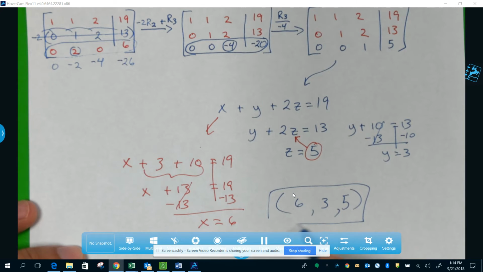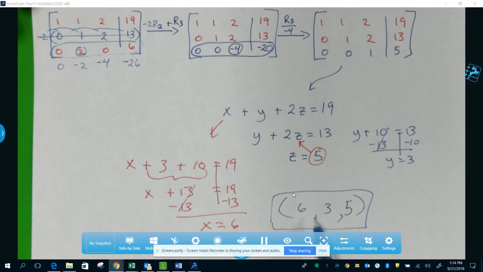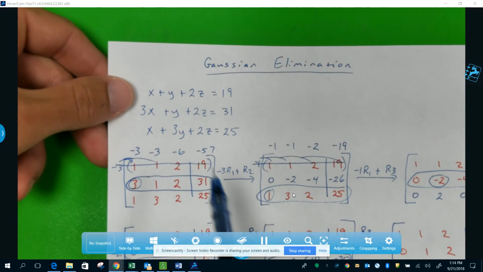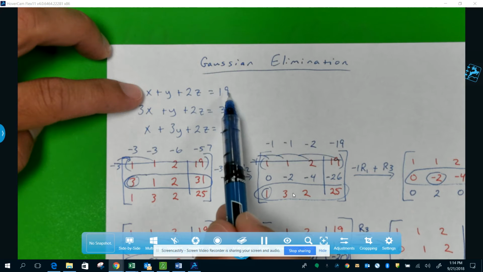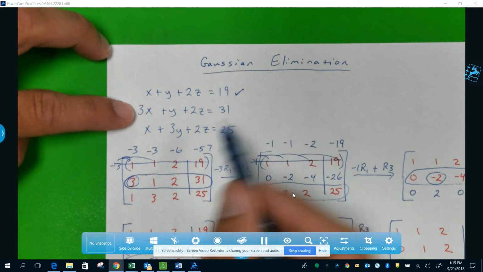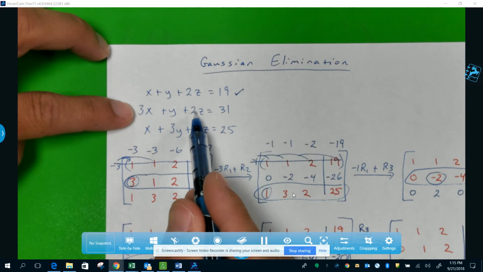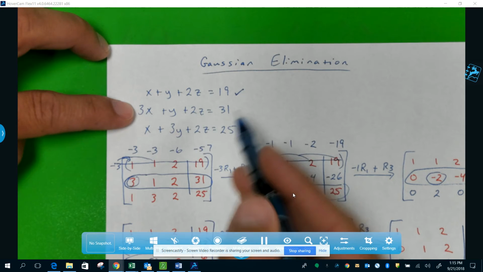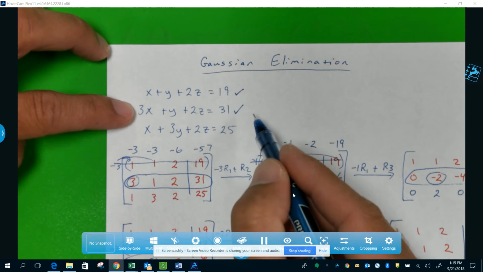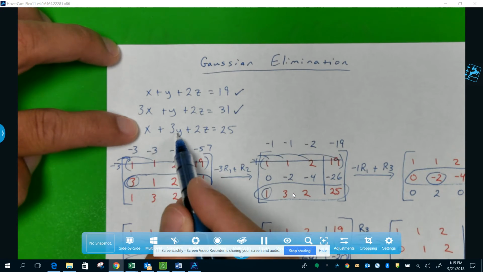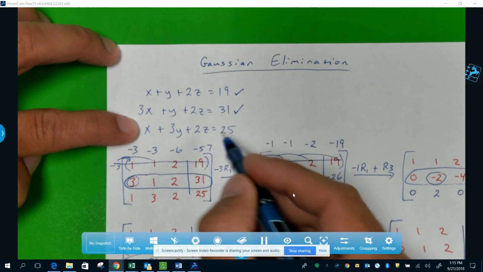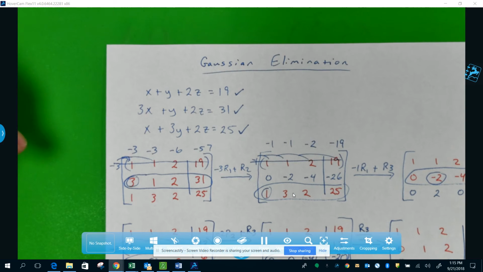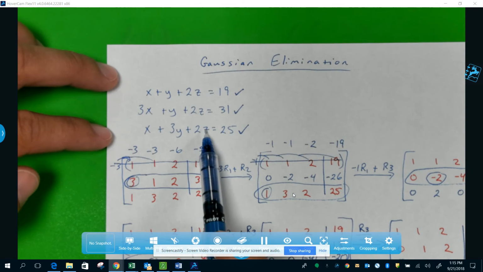Okay, and so I should be able to check that by plugging into my calculator 6, 3, and 5 for my x, y, and z. If I plug those back in, 6, 3, 5, into the first equation, make sure it equals 19, it should check. Plug in 6, 3, 5 for your x, y, z, make sure it equals 31, it should check. 6, 3, 5 for your x, y, and z, and it should equal 25, it should check. Okay, all three of them should check.